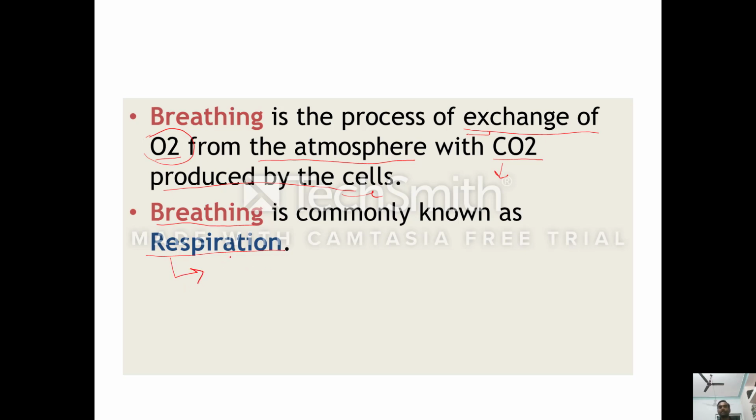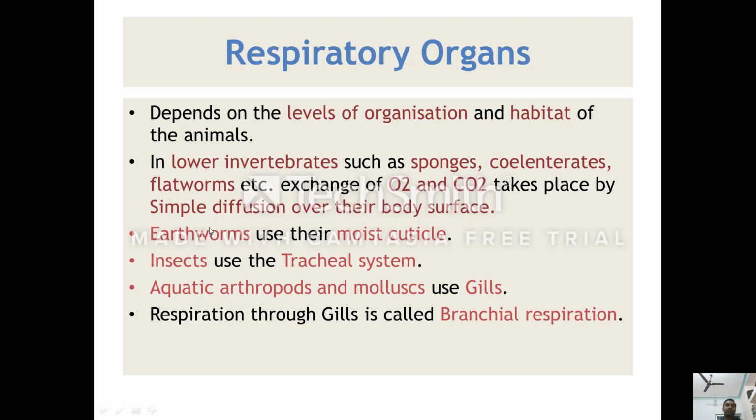This breathing is commonly known as respiration, although respiration is altogether a different process. Respiration is a total of five steps, in which breathing is itself one process, but we commonly know breathing as respiration. We commonly say that we respire, but actually we mean that we are breathing. Clear?